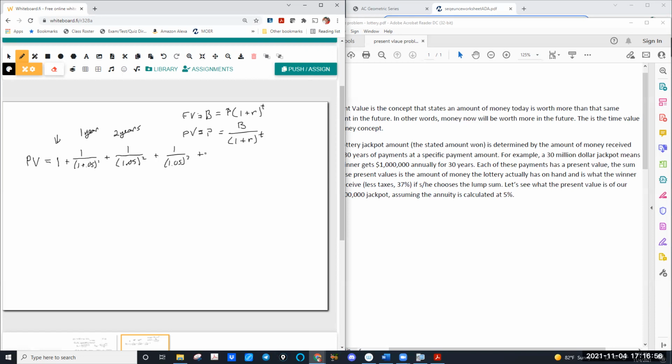And here's the coolest thing, I think, about geometric sequences and series. It all comes down to identifying patterns. Notice what's happening in this pattern. The exponent of the denominator just keeps going up 1 each time.